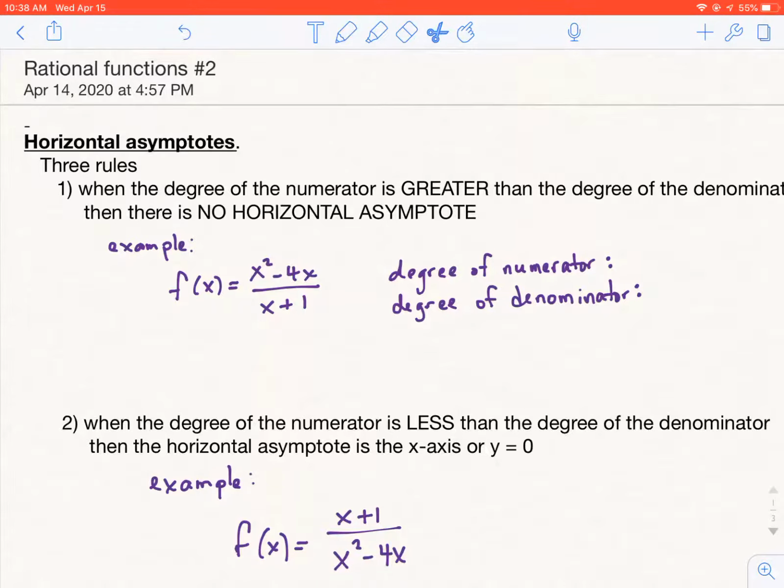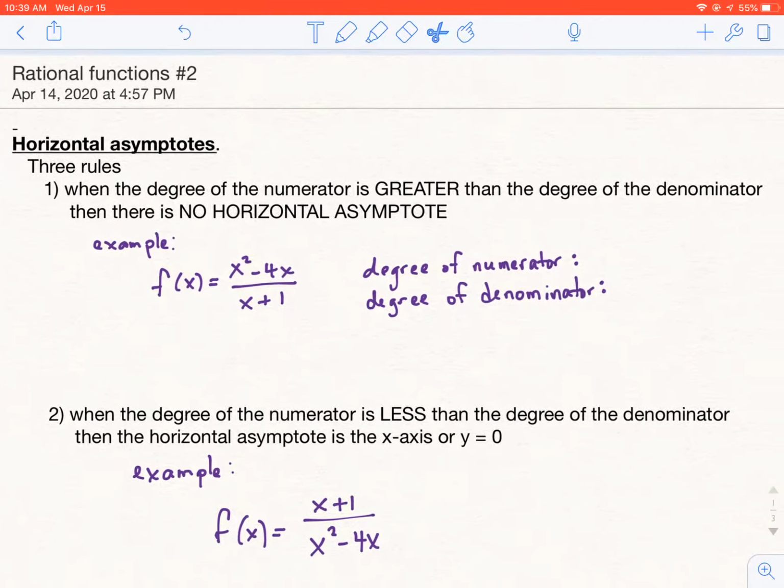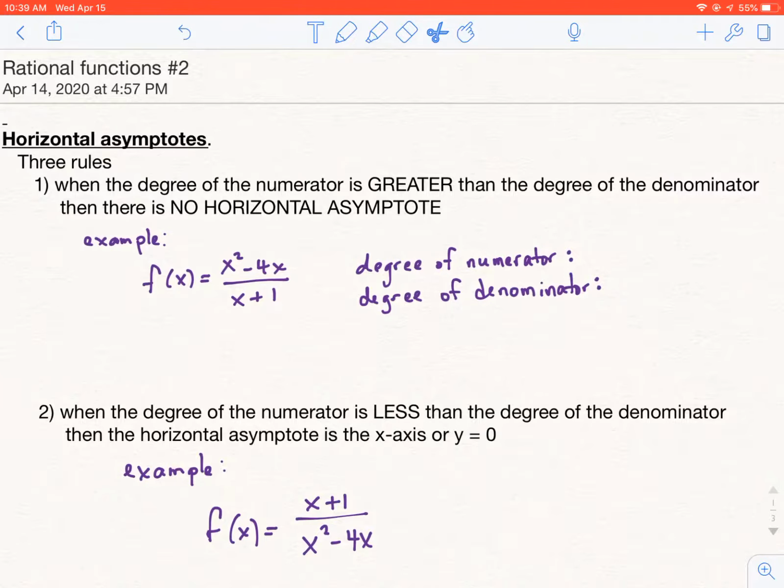Okay, so this is rational functions number 2. This is all about horizontal asymptotes. In number 1, we talked about holes and vertical asymptotes and a little bit about domain, and this one is about horizontal asymptotes. So, here are the rules. There are 3 rules, and you have to know them. You have to remember them somehow.